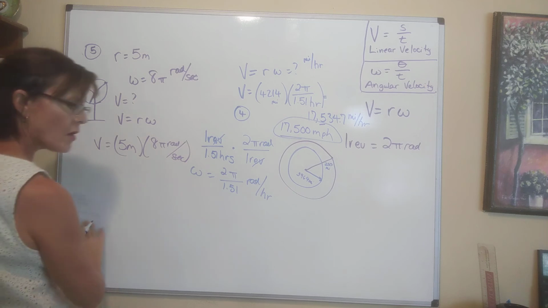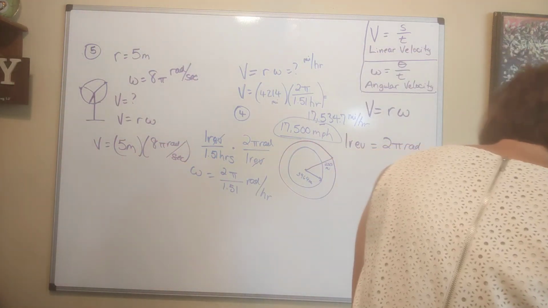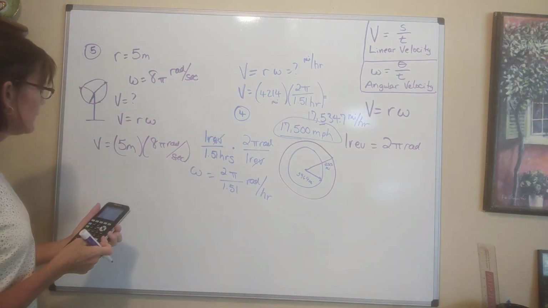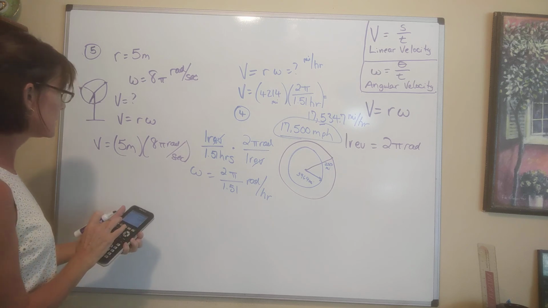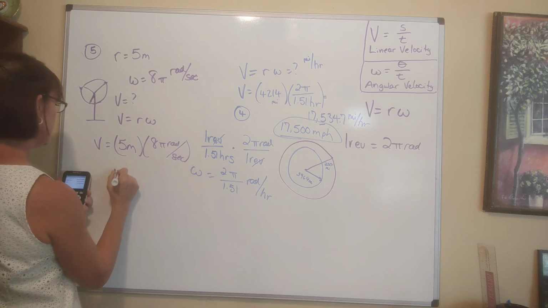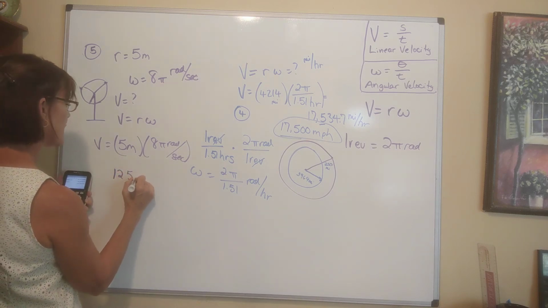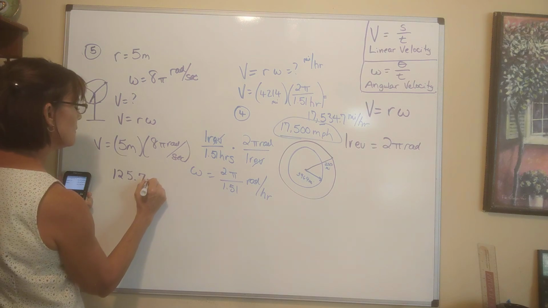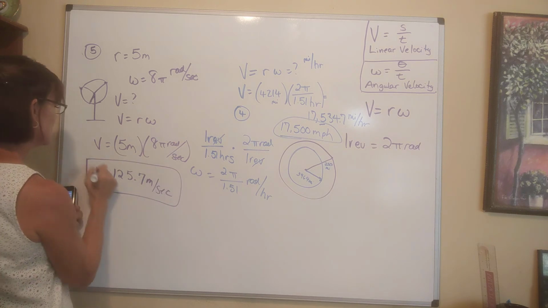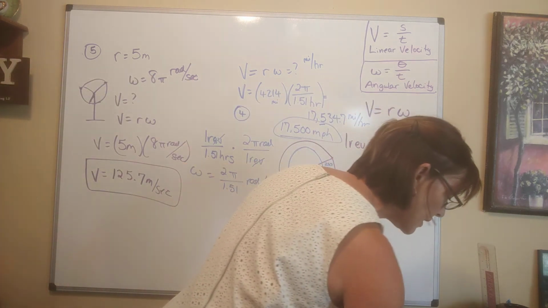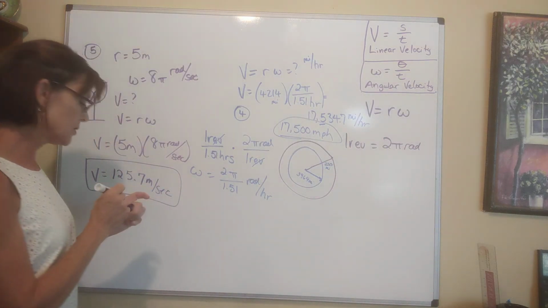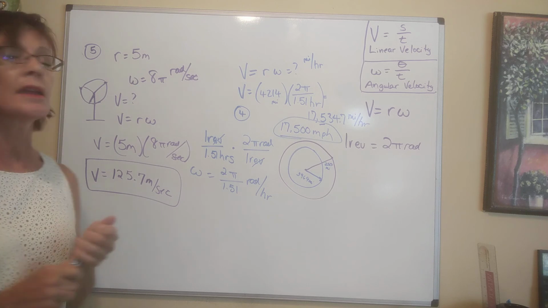If we multiply all those numbers together, we get 5 times 8 times pi, which is about 125.7, and I'm going to round to the tenths place, 125.7 meters per second. And that is what the linear velocity is. Let me see if they asked for it in specific units. No, they didn't, so that's just fine. Okay, so that is linear and angular velocity.